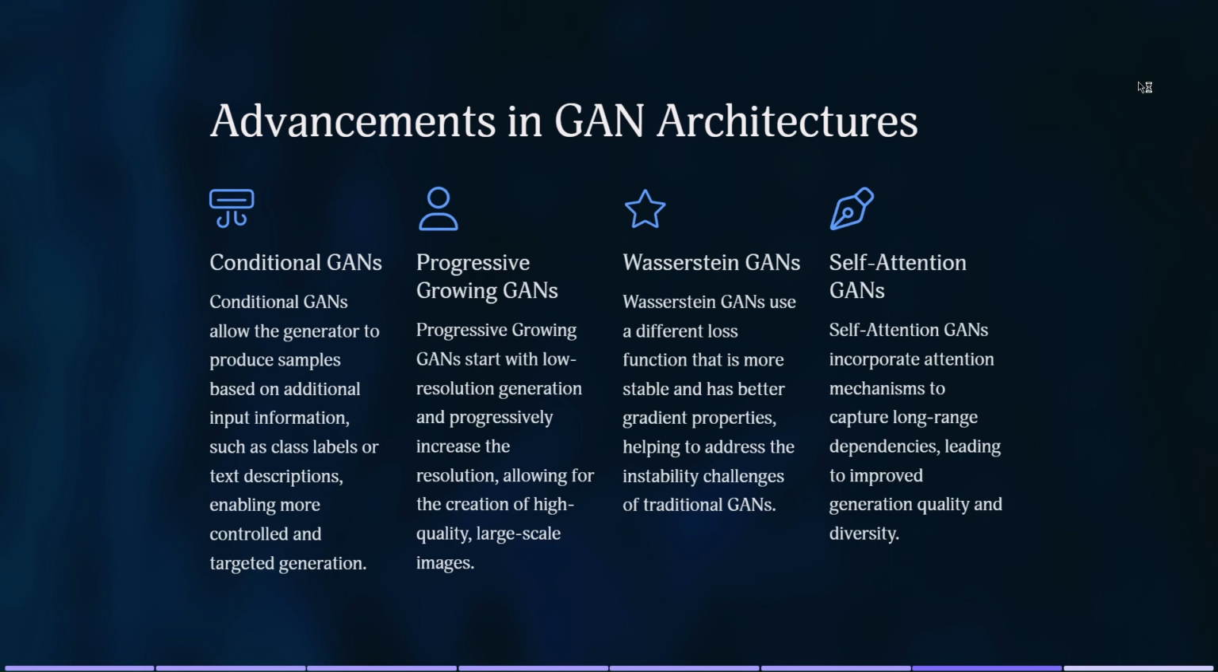Wasserstein GANs. Wasserstein GANs use a different loss function that is more stable and has better gradient properties, helping to address the instability challenges of traditional GANs. Self-attention GANs. Self-attention GANs incorporate an attention mechanism to capture long-range dependencies, leading to improved generation quality and diversity.